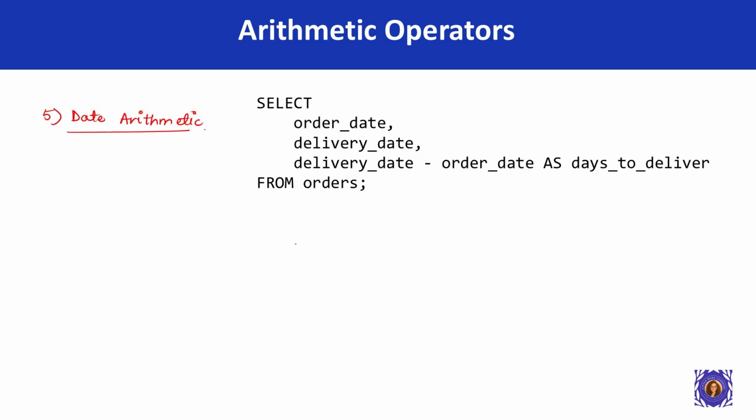This section demonstrates date arithmetic, a powerful feature for calculating time differences directly within your SQL queries. Here, we're selecting the order_date and delivery_date from the orders table. Crucially, we then calculate delivery_date minus order_date, and alias it as days_to_deliver. This operation directly yields the number of days between the order and delivery, making it straightforward to analyze fulfillment times.